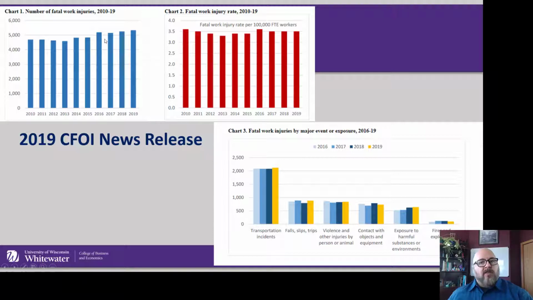But you have to look at it from a rate perspective, because if there are more people working, there would probably be more fatalities. And after we had a peak in 2016, it's pretty much leveled off to about 3.5 fatalities per 100,000 FTE. That's the unit of measure for the fatality rate.